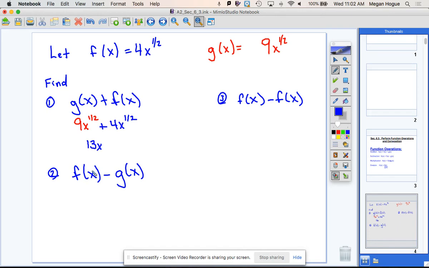Here's what we need to remember. Do I keep the exponents or add the exponents? Keep the exponents. Good, Colby. So it's 13x to the 1/2.